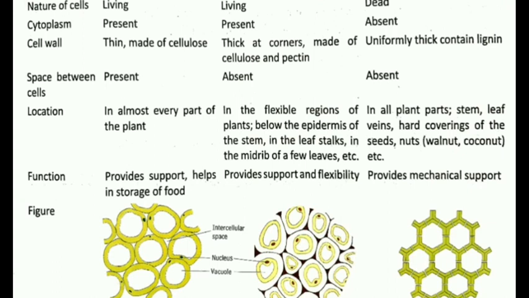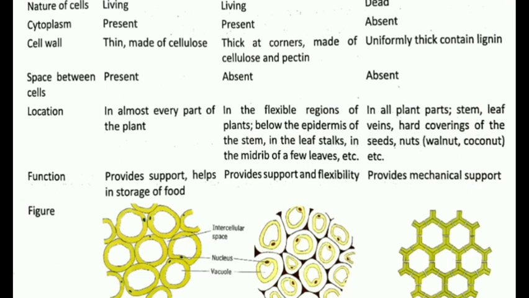Cell wall of parenchyma cells is thin and made up of cellulose, but the cell wall of collenchyma cells is thick at corners and it is made up of cellulose and pectin. The cell wall of sclerenchyma is uniformly thickened by lignin. Intercellular space between the cells of parenchyma tissue is present, but intercellular space between the cells of collenchyma is absent because of the deposition of cellulose and pectin. The intercellular space between the cells of sclerenchyma is absent because of the deposition of lignin.